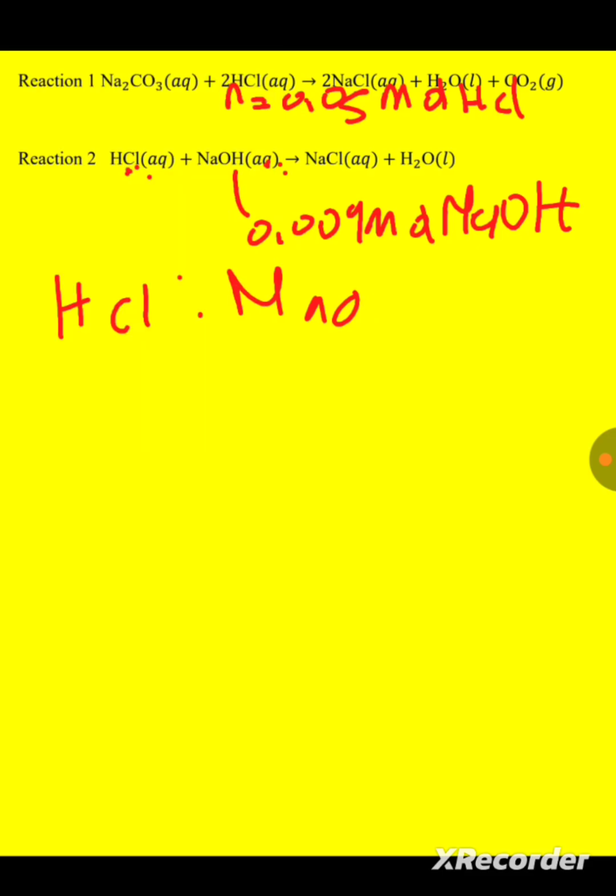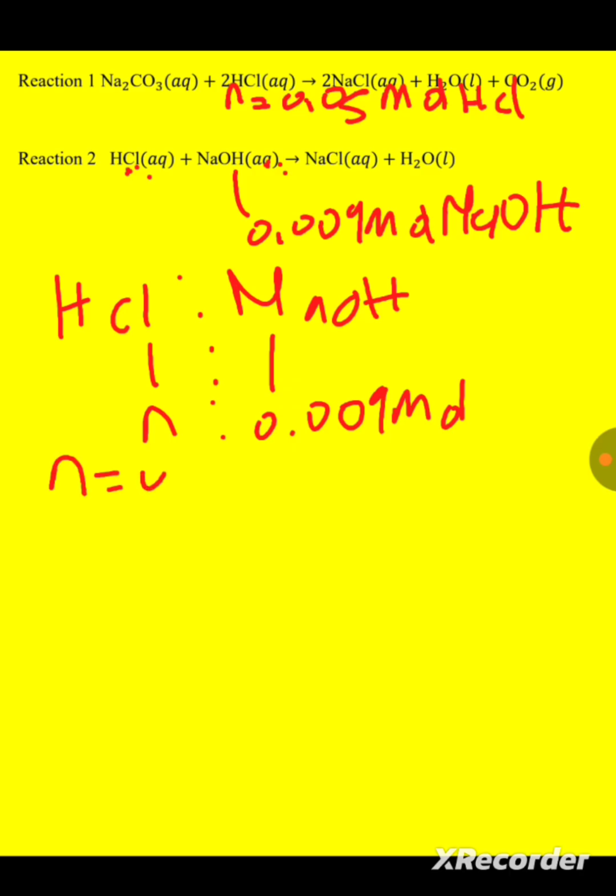Okay, the ratio is 1:1. So NaOH is 0.09 mole, which means the number of moles of HCl, because it's 1:1, is the same as the ones for NaOH. So the number of moles of HCl will be that.